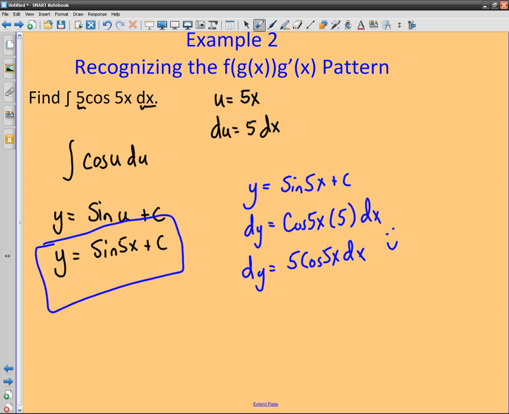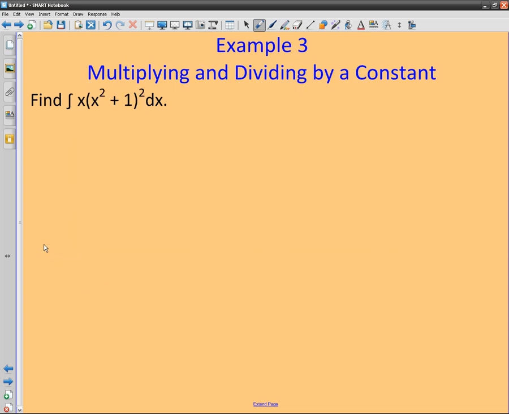All right, and then there's other things that you could do. We have this constant here that we were multiplying by. This is a little bit different, but same idea. So in this case, if I'm going to integrate, I'm going to take my inside function, and so u is going to equal x squared plus 1. Du, when I differentiate, is 2x dx.